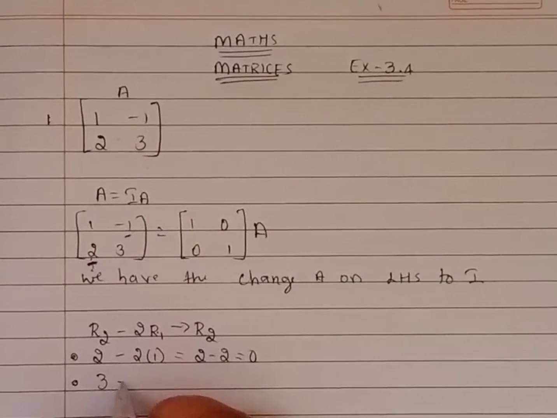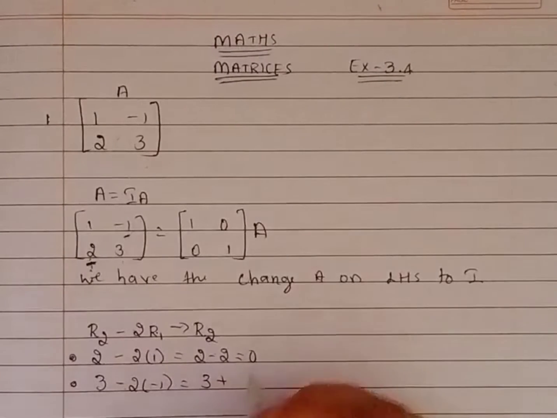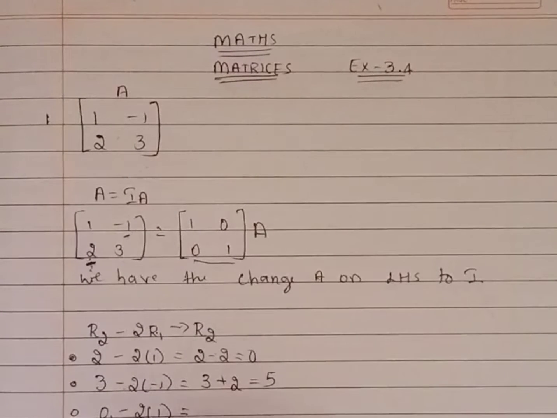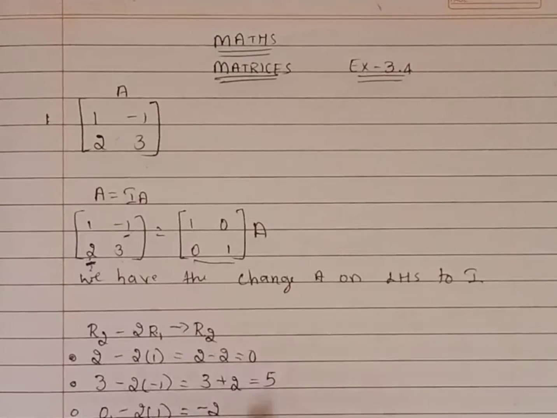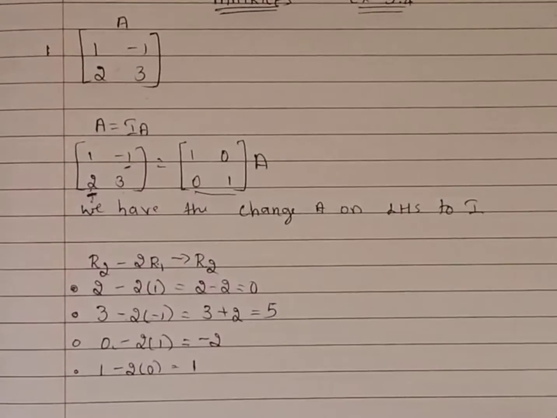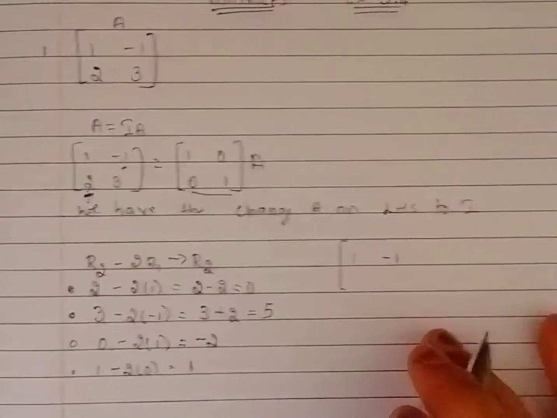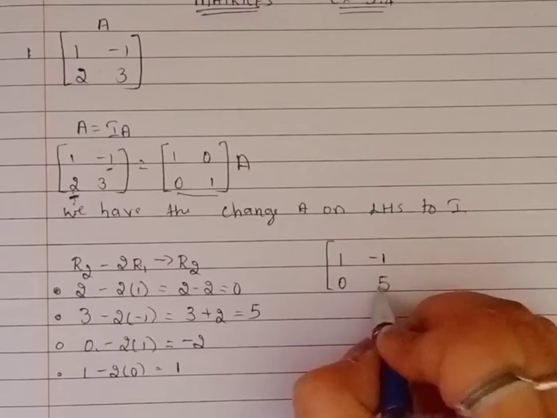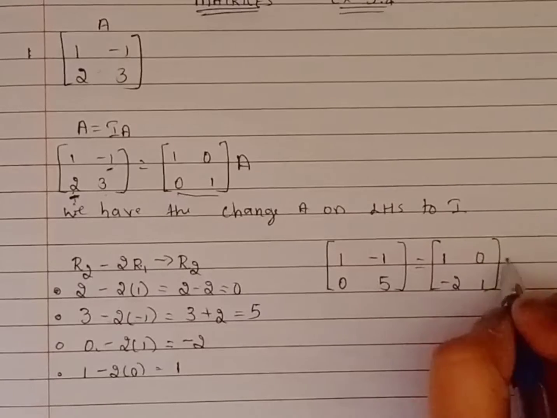So next one is 3 minus 2 times minus 1. Minus 2 into minus 1 is plus 2, so 3 plus 2 is 5. The next one is 0 minus 2 times 1, which is minus 2. Next is 1 minus 2 times 0; 0 into anything is 0, so it is 1. The first row remains as it is, so [1, -1; 0, 5] equals [1, 0; -2, 1] into A.